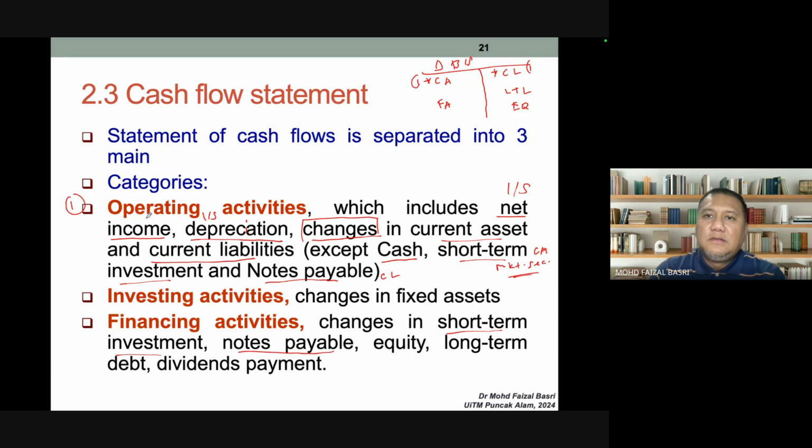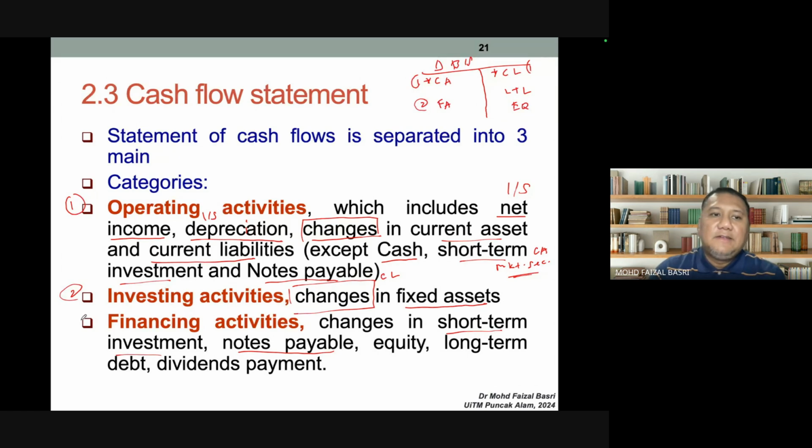Okay, so for number 2, kita ada investing activities. The ones that we're going to look at is just the fixed asset. Changes, still changes, perkataan changes ni kat sini, on the fixed asset. So fixed asset yang kat sini, this is based for number 2. Here, for investing activities.